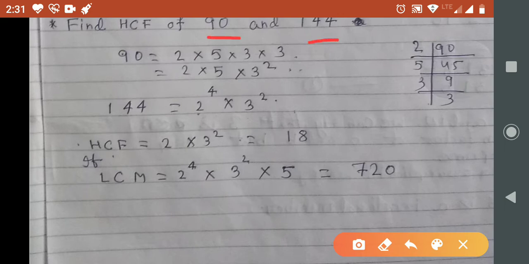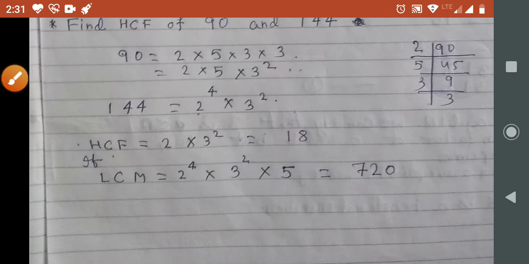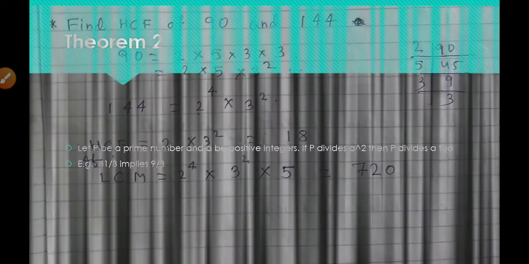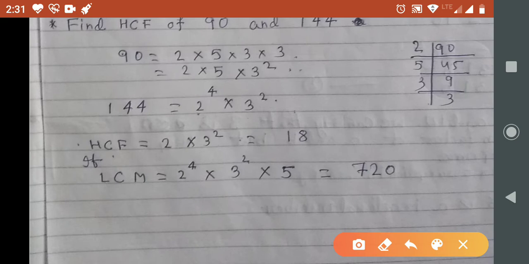First we will find the prime factors of 90 and 144. We will write 90 and use the LCM process: 2, 45, 5, 9, 3 and 3. So we can write it as 2 into 5 into 3 square. Similarly, 144 can be written as 2 to the power 4 into 3 square.